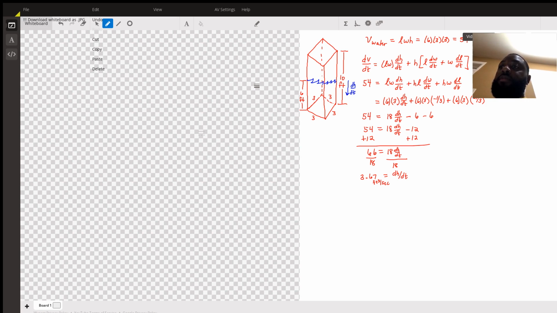That's what I believe the change in draining of the water is, approximately 3.67. It might be closer to 3.5. Let me know if you have any questions.